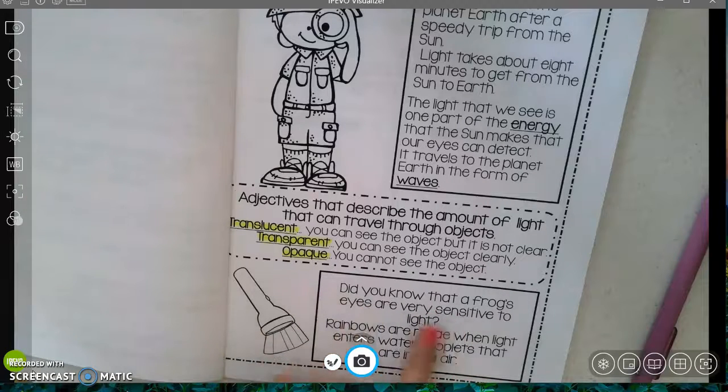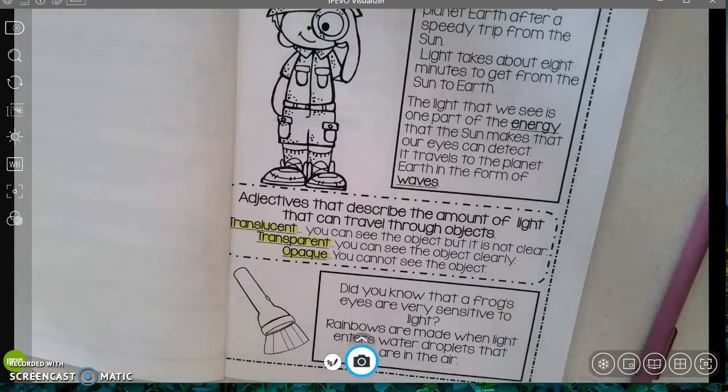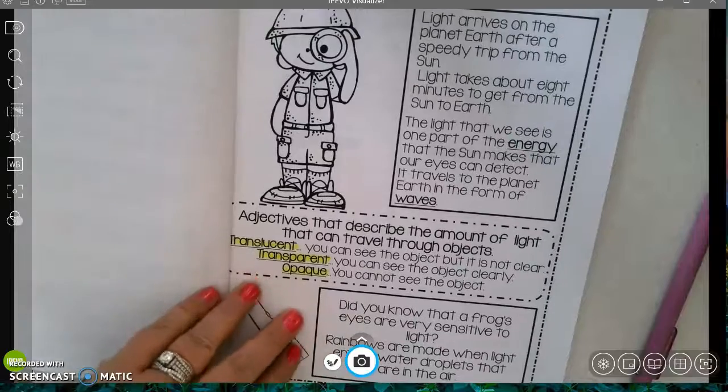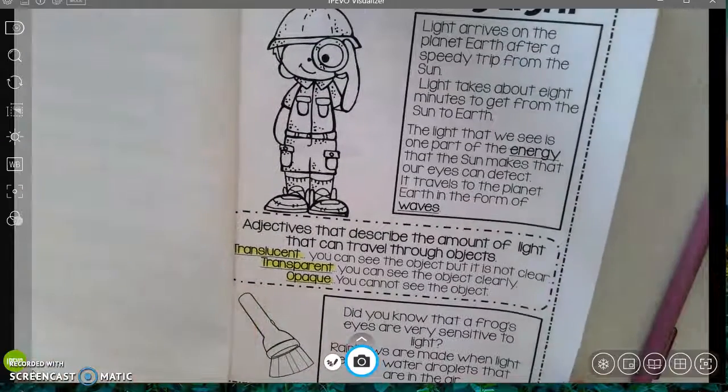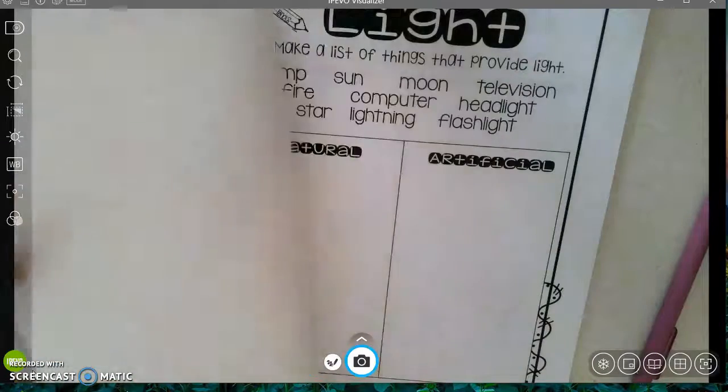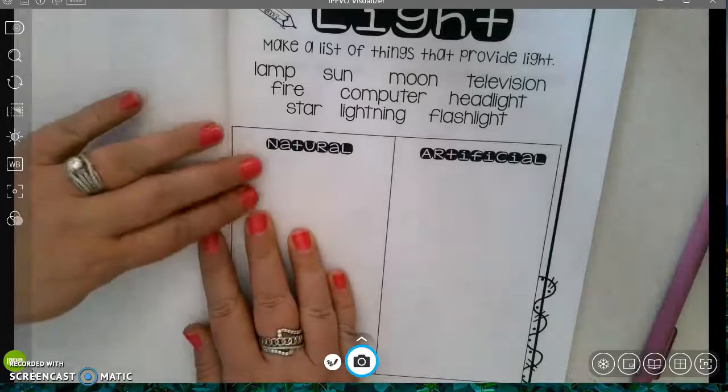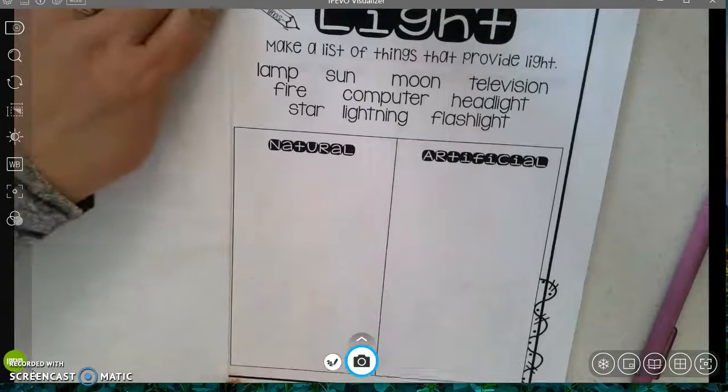Did you know that a frog's eyes are very sensitive to light? Rainbows are made when light enters water droplets that are made in the air. I did not know that a frog's eyes are sensitive to light, but I did know how a rainbow was made. Did you know either one of those things? All right. Pretty cool. If you have extra time, you can go through and color the pictures. That's fine. This is the page that I want you to do today.